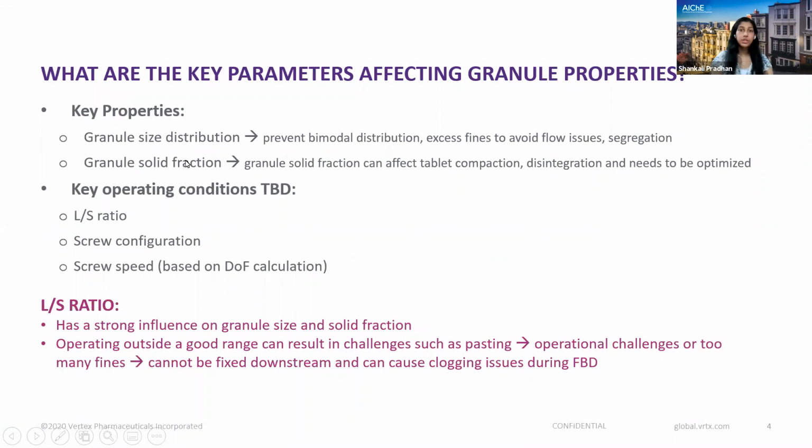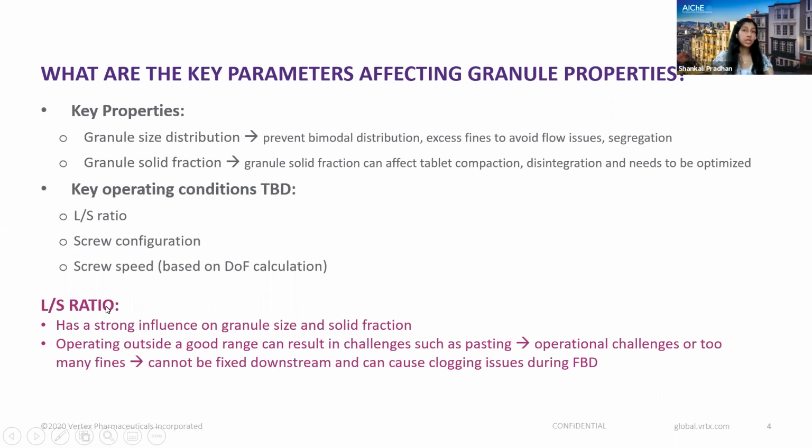The granule size distribution and solid fraction are the two key granule properties that we look out for. So we want to prevent bimodal distribution, or we want to avoid excess fines, to avoid any flow issues or segregation downstream. We also want to control the granule solid fraction because it controls tablet compaction, disintegration, and dissolution. The liquid to solid ratio and the screw configuration are the major parameters that affect these granule properties, and screw speed also to some extent.